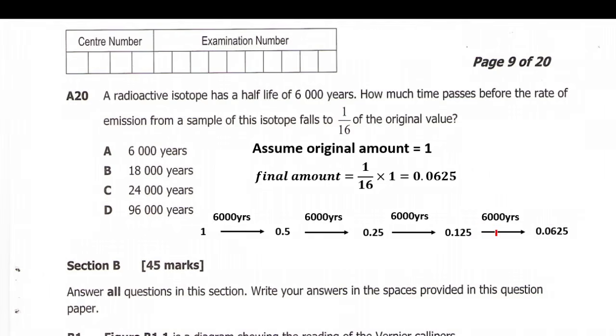We are not going to consider the time it has taken to fall to this. This time will be excluded because they're saying before. So before is here, meaning the total time will be this one plus this one plus this one, which will be 18,000. All right. So now at this point, we are going to go to section B.